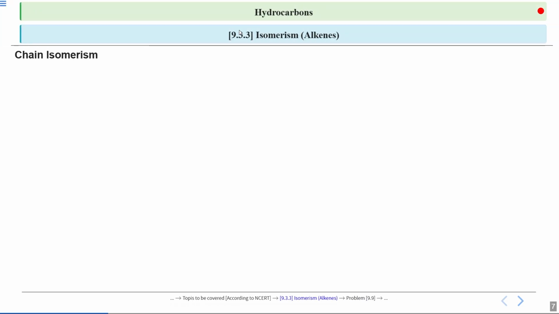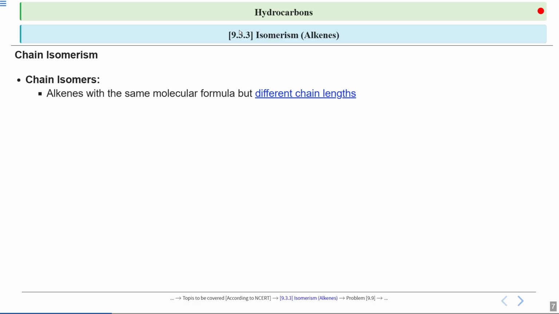So starting with the first one, which is chain isomerism in alkene. Chain isomerism occurs when compounds have the same molecular formula, so that is the precondition for every isomerism. But what is the difference? The difference is that they have different chain length. Okay, so the chain isomers have different chain length. Now the carbon atoms arranged in chain are of different length, meaning the principal chain is changing.